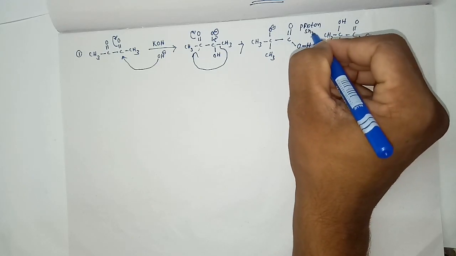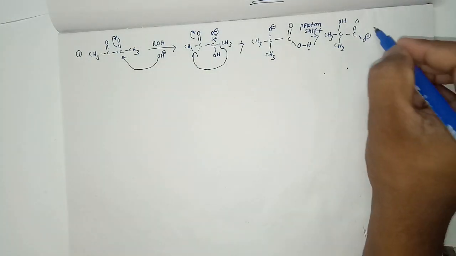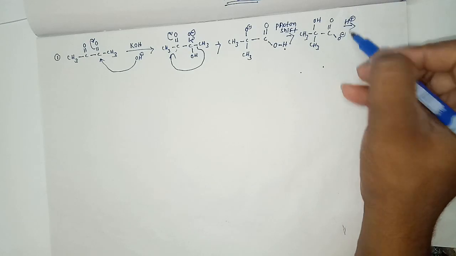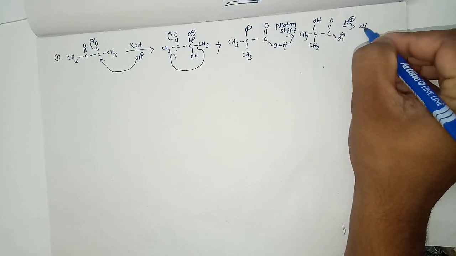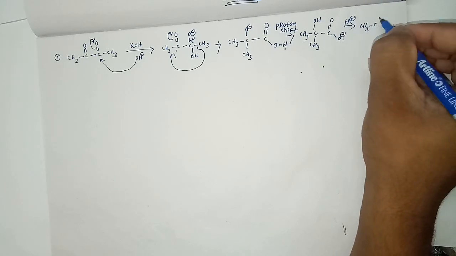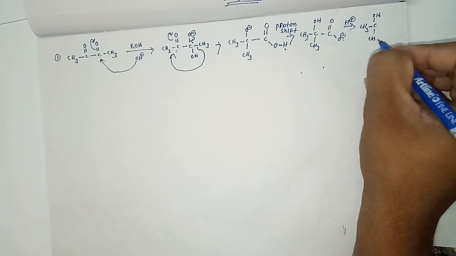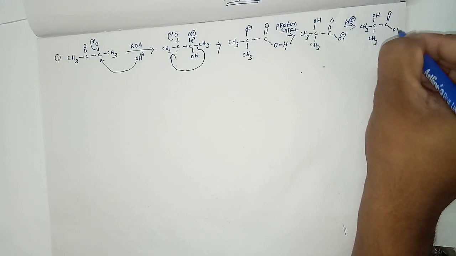Okay friends, then finally in our solution we have H plus ions. This H plus ion will attack this negative charge, and we finally get CH3, C, OH, CH3, C double bond O, OH. So this is the final answer.